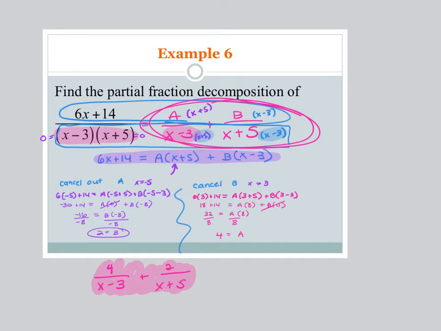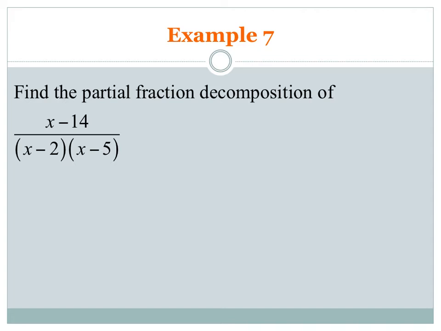Yeah, the 4 over the x minus 3 plus 2 over the x plus 5. Yep. All right, next one. So for that one, our answer is... All right, so what's step 1? See if it's factored. Is it factored? Yes. So then I get a over x minus 2 plus b over x minus 5.